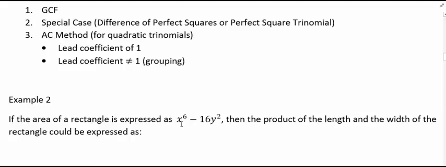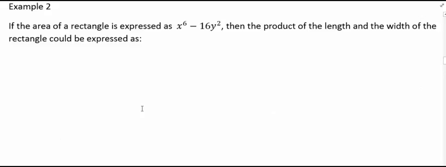I know it's a difference of perfect squares because x to the sixth is a perfect square. Any variable with an even exponent is a perfect square. 16 is a perfect square, y squared is also a perfect square, and we have a subtraction. So that's what we're doing here.